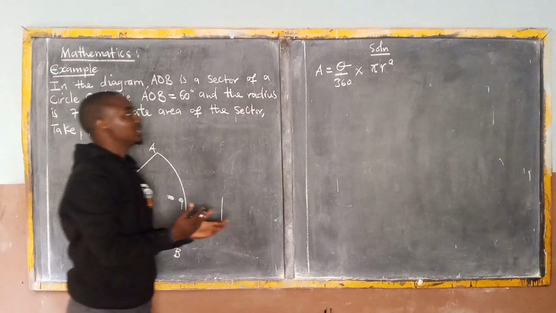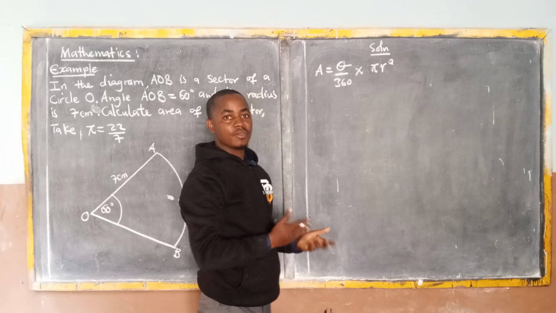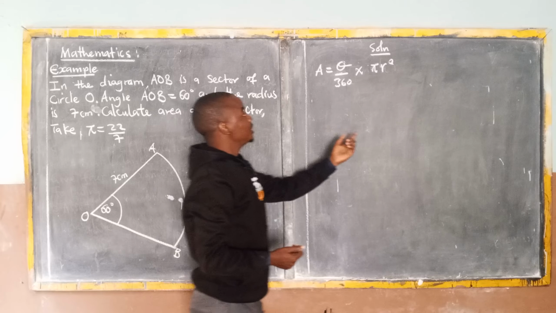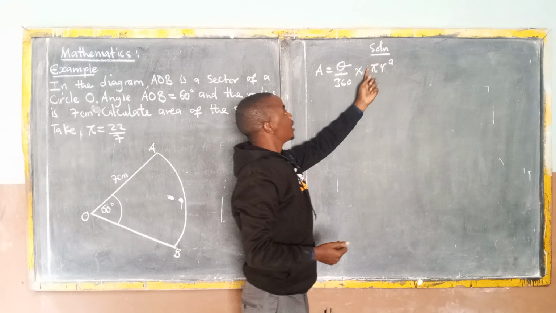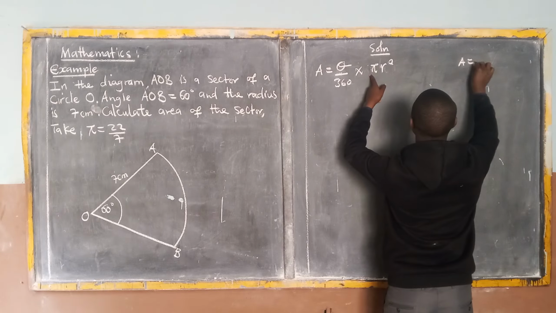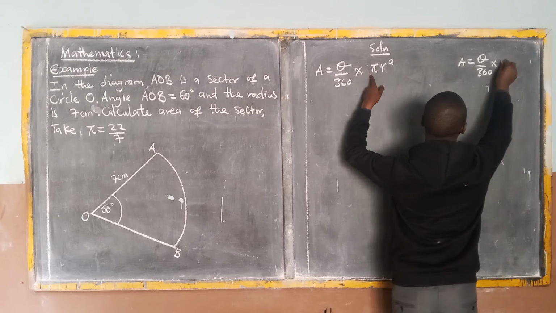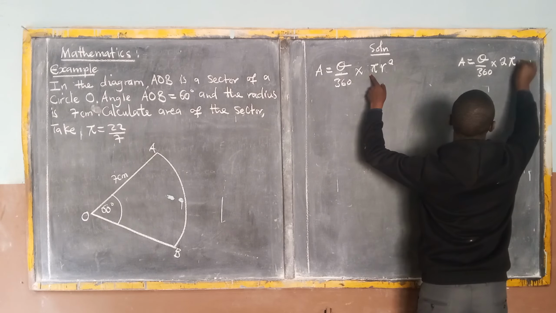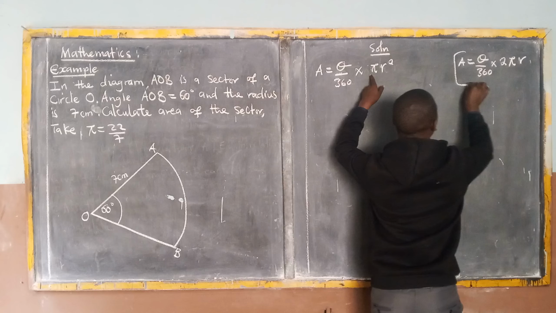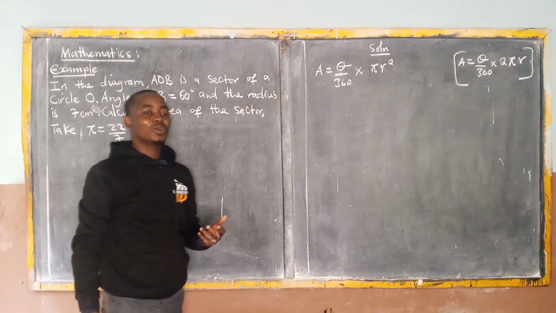In order for us to recall the formula for the arc length, what we need to do is just take these two, bring it this side. What I simply mean is this area is equal to theta divided by 360 multiplied by 2 pi r. This becomes the formula for the arc length. So it is very easy to recall.